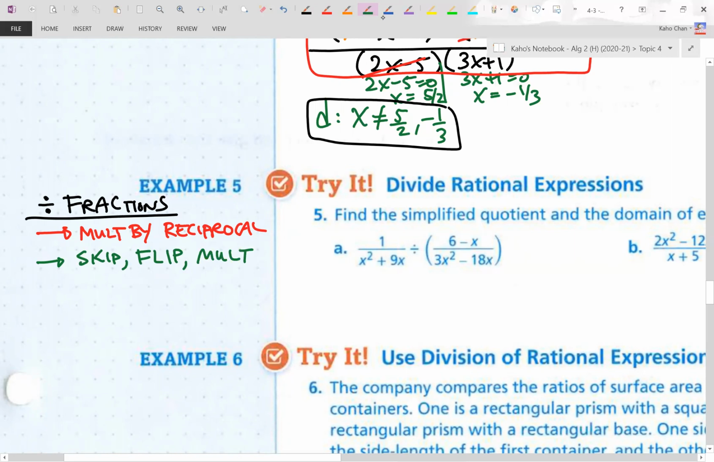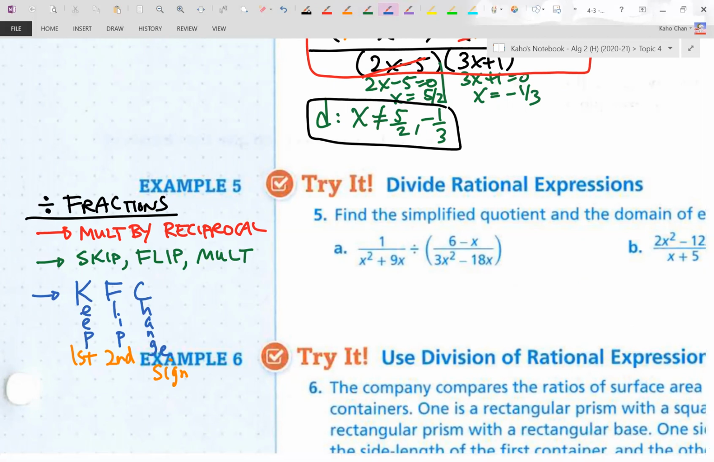Some kids learned this third one, KFC, like the chicken. Keep the first term, flip the second fraction, and change the sign from division to multiplication. A quick example might be here. What if we're asked to do this?